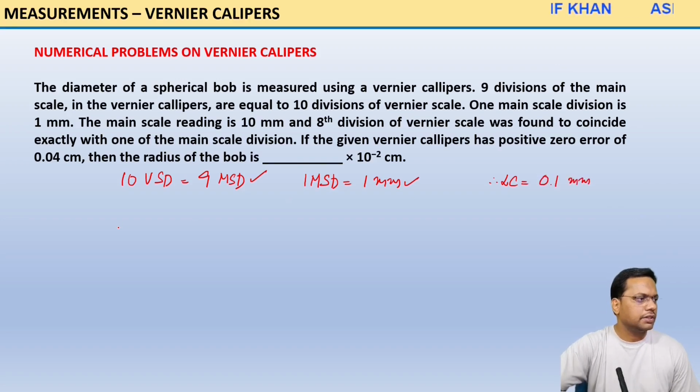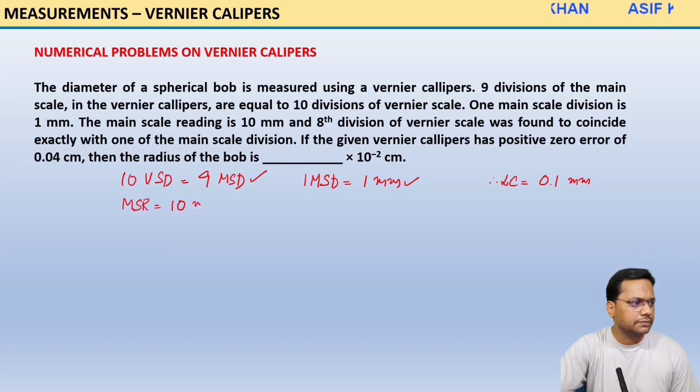Now we go to the next part. The main scale reading is 10 millimeters, that is MSR is 10 millimeters, and the vernier coinciding division, that is the 8th division of the vernier scale, was found to coincide exactly with one of the main scale divisions.